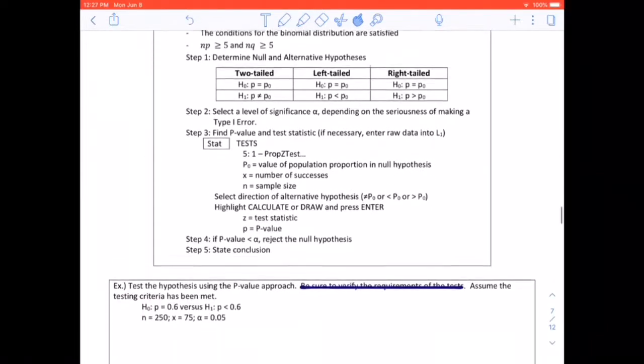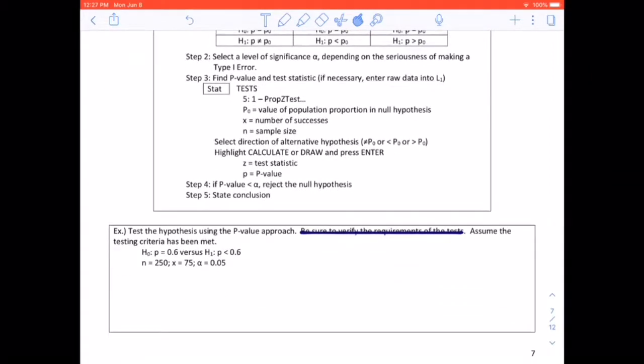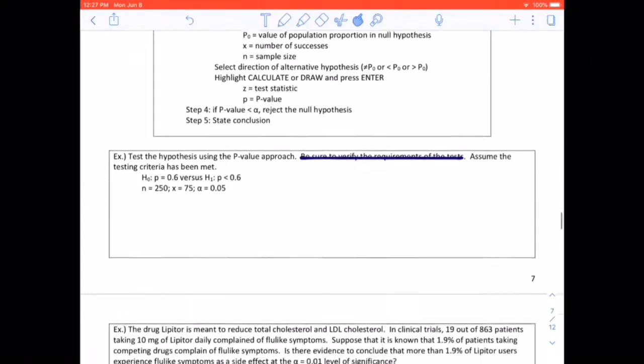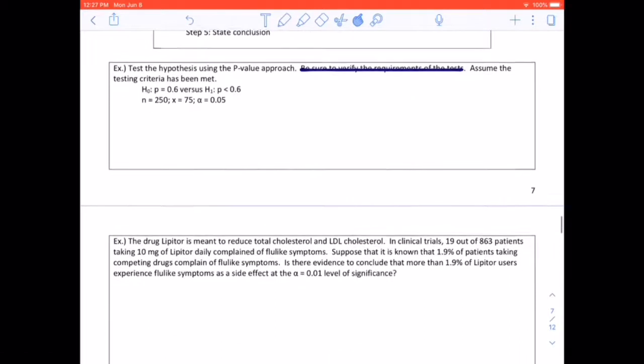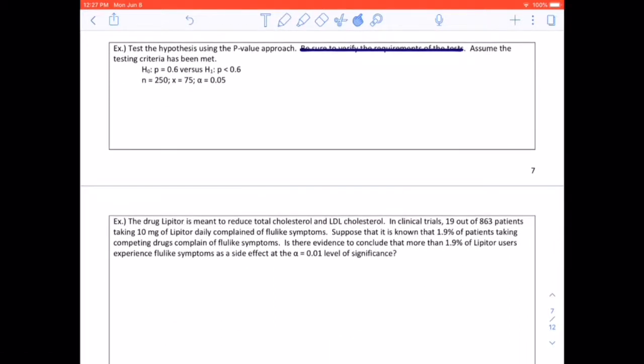Step 4 is if the p-value is less than alpha, we reject the null hypothesis. Step 5, we're going to state our conclusion. The next example says test the hypothesis using the p-value approach and assume that the criteria has been met. So this is pretty much just getting us used to using a calculator. It is giving us the value of our null and our alternative, so we'll just go ahead and rewrite those down, but this is normally something you would read the problem and have to figure out on your own.